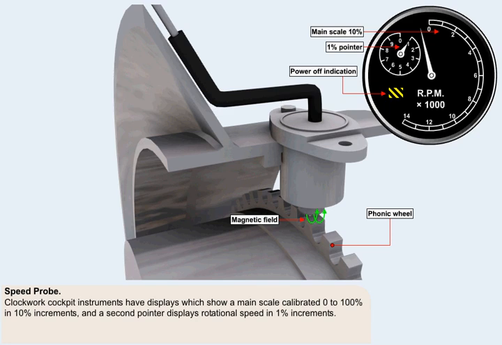Clockwork cockpit instruments have displays which show percentage rotational speed, with 100% corresponding to the maximum spool RPM. Two scales are used: a main scale calibrated 0 to 100% in 10% increments, and a second pointer displays rotational speed in 1% increments.